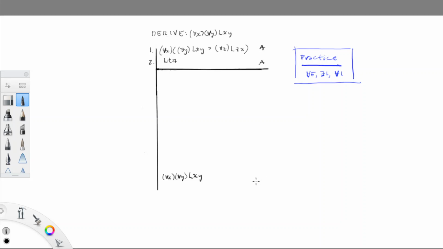Since this target sentence is a universal generalization, the rule Universal Introduction should come to mind as a good rule that will give you a sentence like this as output. Once we decide on a rule that might help us, we need to think seriously about the input that this rule takes. And this rule, Universal Introduction, takes an instance as input. So what we need to do is form an instance of the generalization that Universal Introduction will take as input.